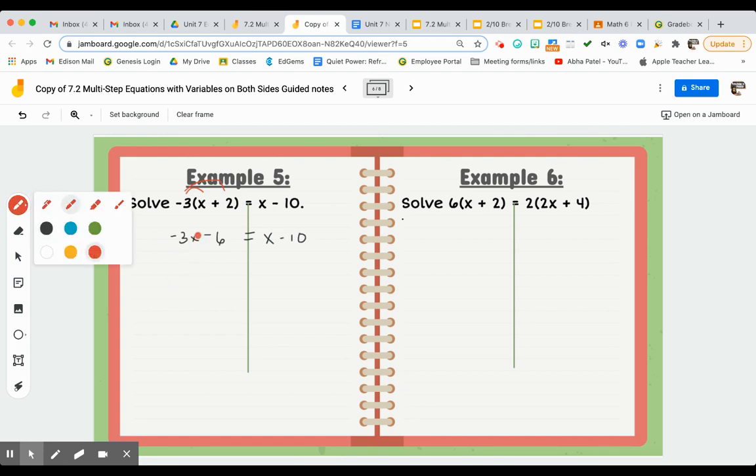And now, again, I like to keep, this is a negative 3x, this is a positive 1x, so I'm going to add 3x to both sides.